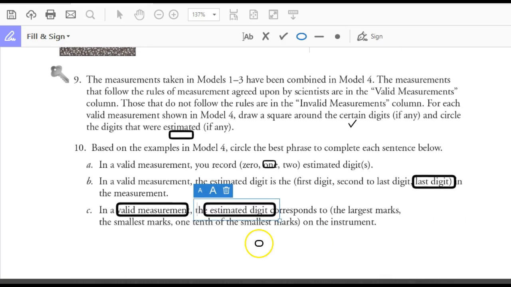So it seems to be the smallest marks for the valid numbers only.